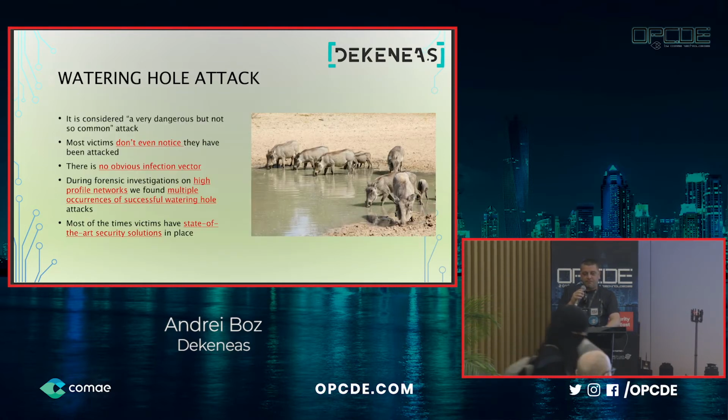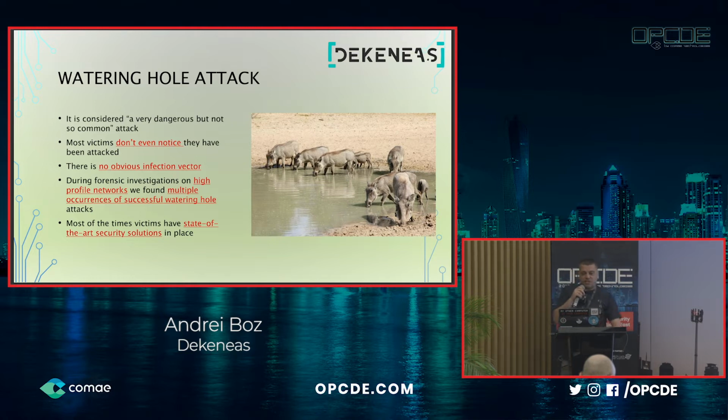So basically, the watering hole attack is considered a very dangerous but not so common attack. But the problem is most victims don't even notice they have been attacked, as you will see later, because there is no obvious infection vector. For instance, with spear phishing, you can see that someone received an email. With direct services attack, you can see that someone attacked a service and left a signature in the IDS logs or something like this.